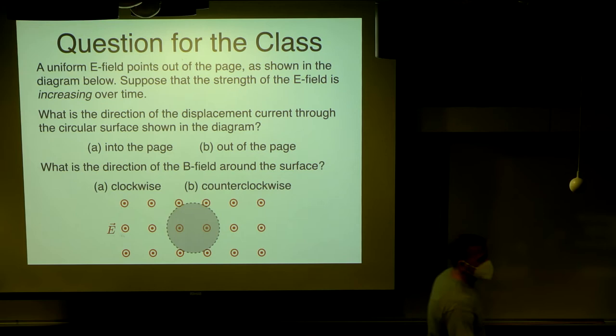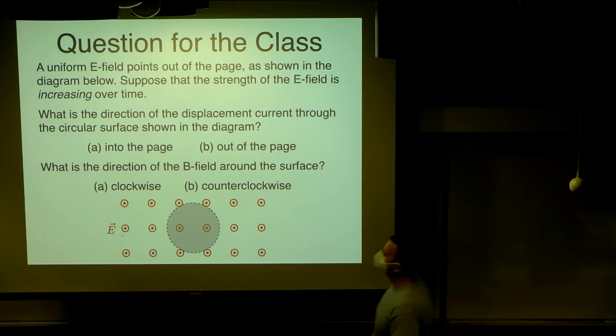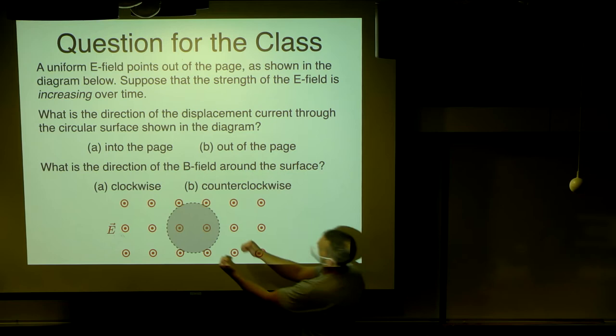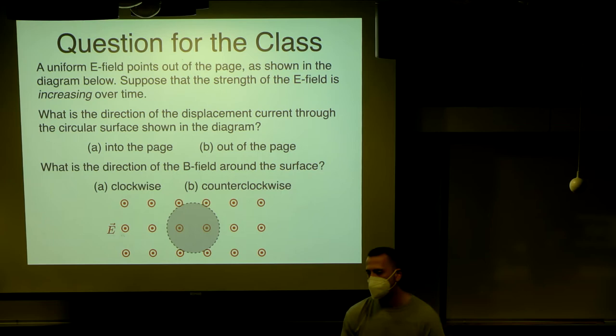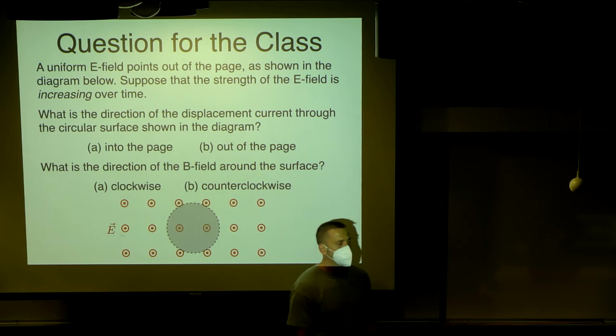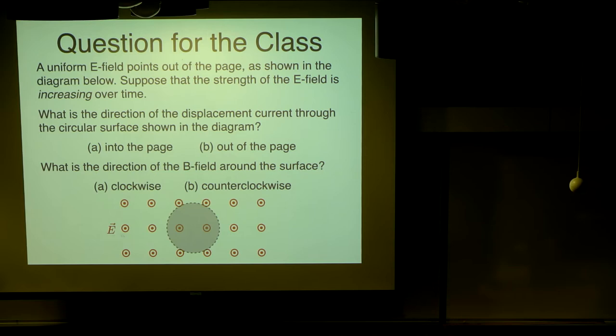My question for you is, let's suppose that the E field strength is increasing over time. So the E field still points this way, but it just gets stronger over time. So the first question is this: what is the direction of the displacement current going through this surface? Okay? I showed you how that is supposed to work in a previous slide, so go back to like 15 minutes ago. And then what is the direction of the B field? So for the displacement current, just tell me into the page, out of the page. For the B field, you kind of have a sense it's going to loop around this surface, so tell me if it loops around clockwise or counterclockwise. So take a few minutes to think about this, and then we'll put it to a vote, okay?